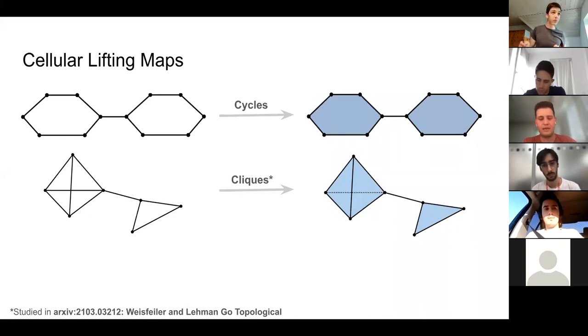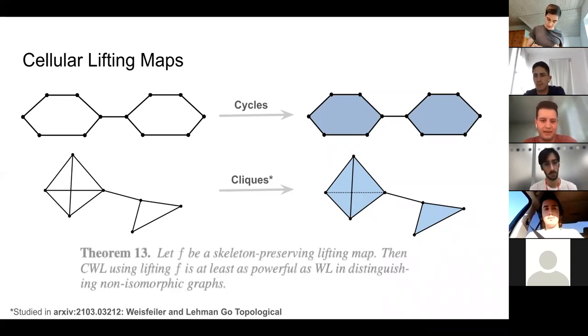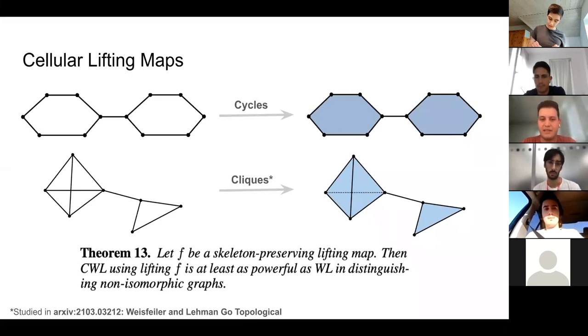Both of these are examples of what's called skeleton preserving lifting maps. What we mean by that is that you can imagine these graphs as some sort of scaffold you put things on top of. As long as you don't change the scaffold, so as long as you don't add any new edges or new nodes, then you get what we call a skeleton preserving lifting map. And they have a nice property. If you lift graphs in this way, like in these two examples, then you're going to be at least as powerful as the WL test in distinguishing these input graphs. So this is a nice property.